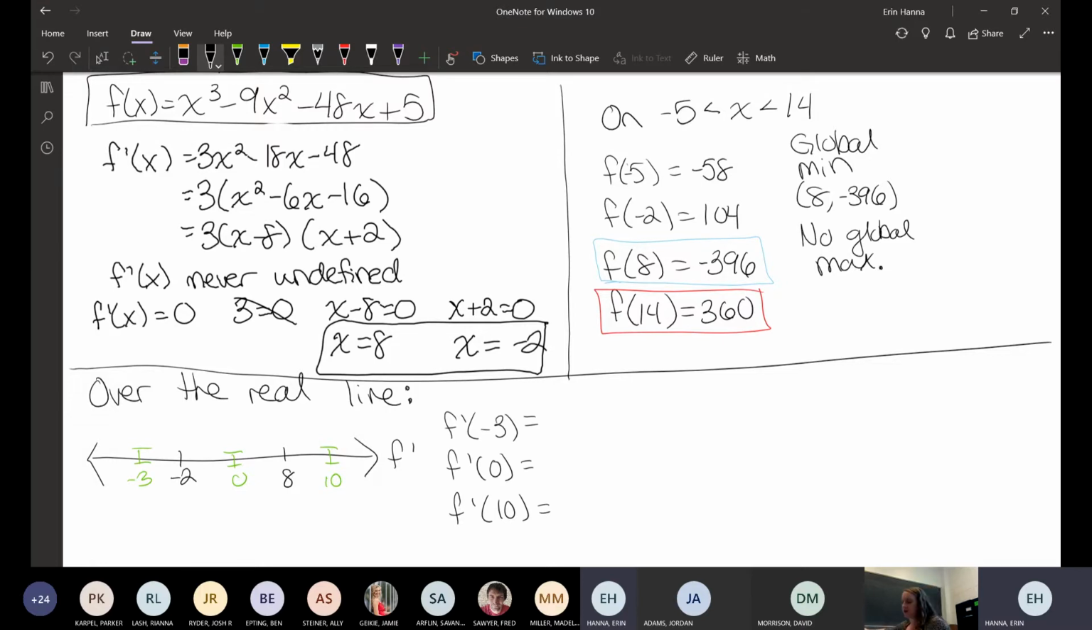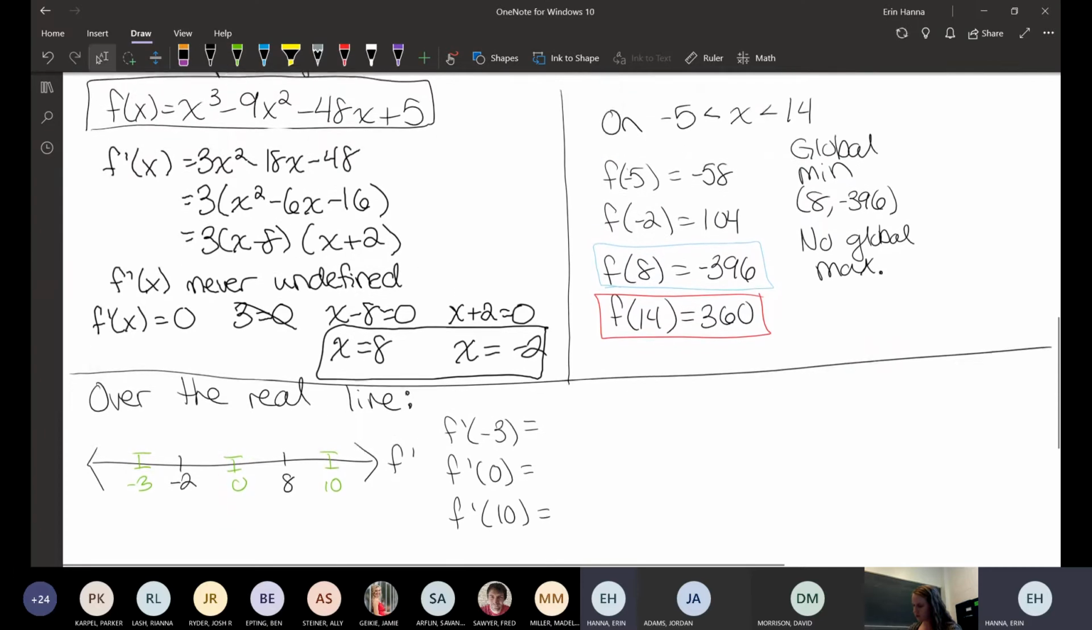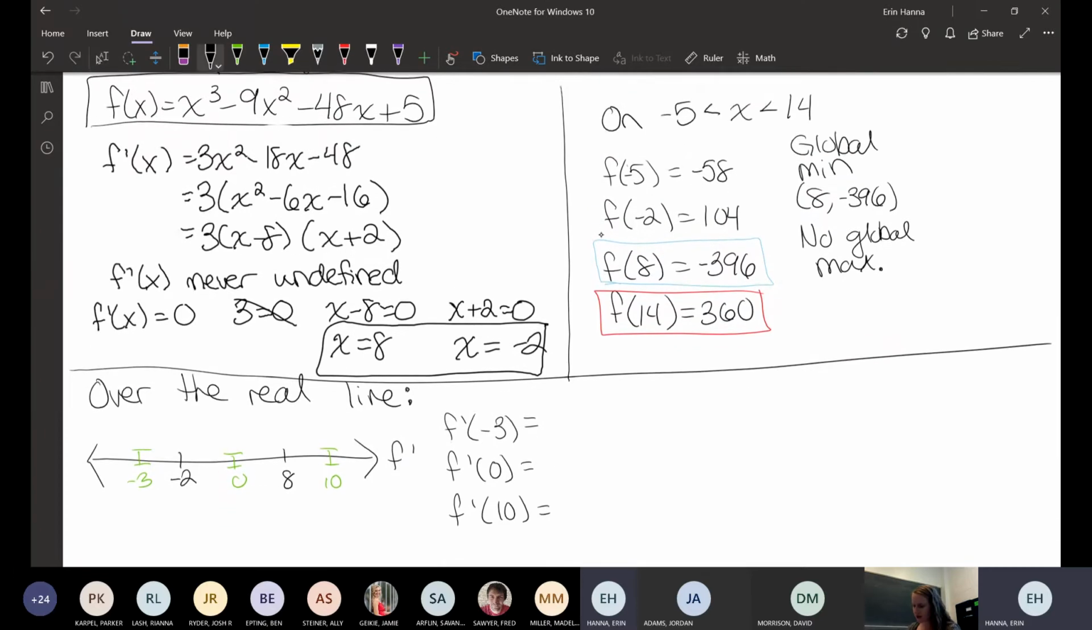I'm just going to go ahead and tell us what those are, because I trust and believe you could slap that into your calculator. This is another situation where you could just type the function into the y = key and use the table. This would be a pretty decent one to do that for. So if we plug in 0, we're going to get -48. If we plug in -3, we'll get 33. And if we plug in 10, we get 72. So we have a positive, negative, positive.